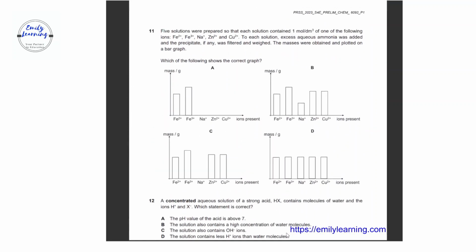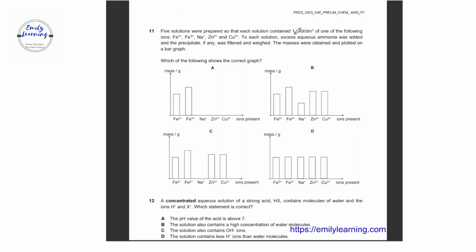Let's move on to question 11. In question 11, we are told that 5 solutions were prepared so that each solution contains 1 mole per dm³ of the following ions: Fe2+, Fe3+, and so on. To each solution, excess aqueous ammonia was added and the precipitate, if any, was filtered and weighed. The masses were obtained and plotted on the bar graph. So look at this. Very likely, we know that it has something to do with qualitative analysis.